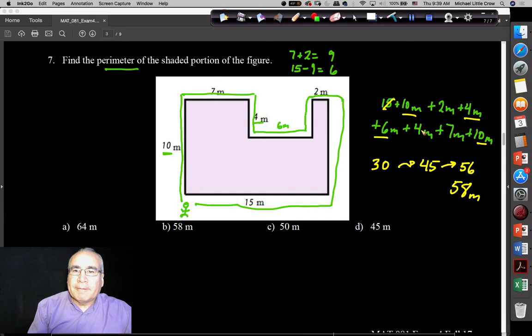So you can do that with mental arithmetic. You could also pull out the calculator if you'd like, but I wanted to give you that little bit of practice with mental arithmetic. 58 meters is our answer for going around.